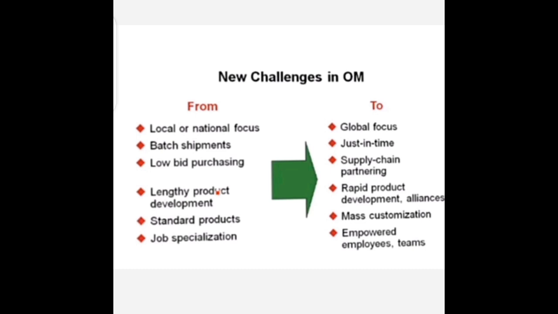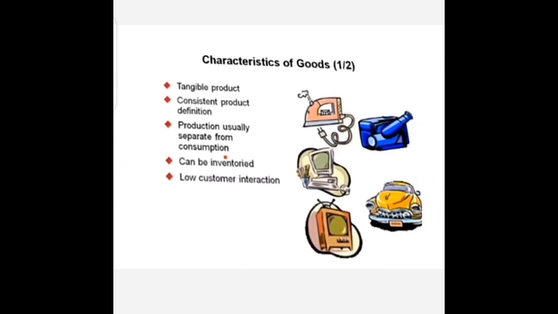Low-bid purchasing is now being moved to supply chain partnering. Lengthy product development is now rapid product development and alliances. Standard products are now mass customization. Job specialization is now empowered employees and teams in order to handle certain functions so that the organization's goals can be maximized. So what are goods and what are their characteristics?